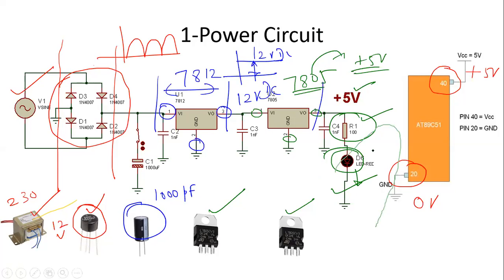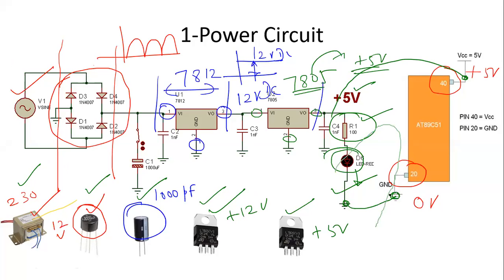This circuit you would have learned many times in your basic classes. The entire power chain consists of a step down transformer, followed by a bridge rectifier, followed by a shunt capacitor filter, followed by a 7812 voltage regulator, which gives you plus 12 volt DC, followed by a 7805 voltage regulator, which will give you plus 5 volt DC. This 5 volt DC is what we use for powering our microcontroller. So we connect that one to pin number 40, and the ground of this is shorted to the ground of my microcontroller. This concludes my power circuit.